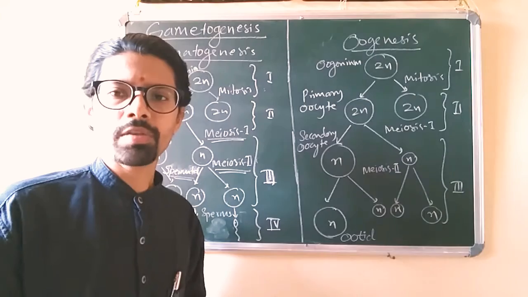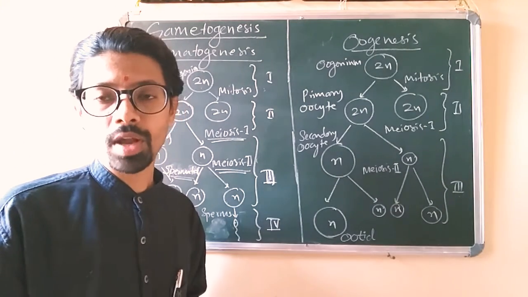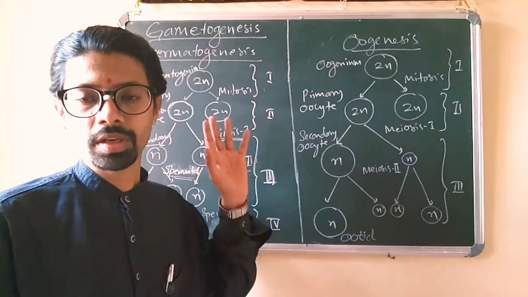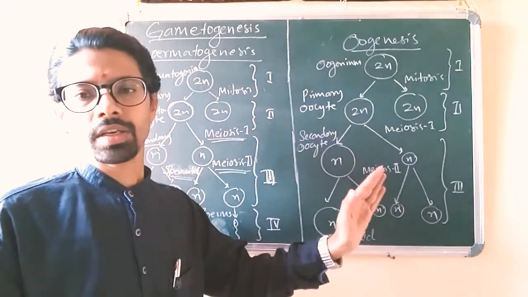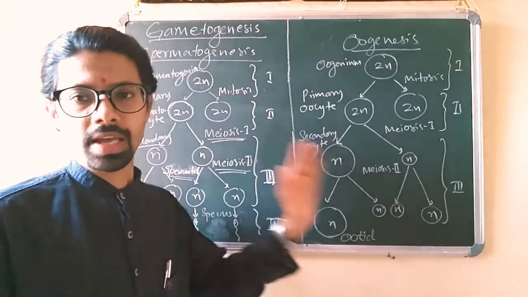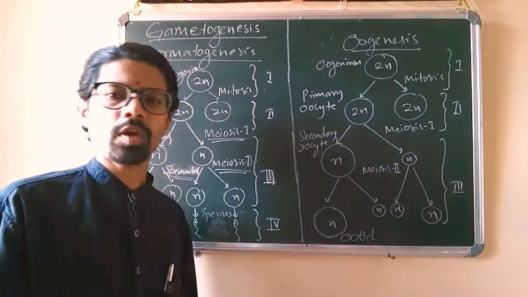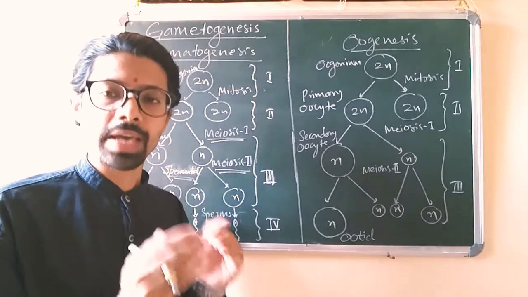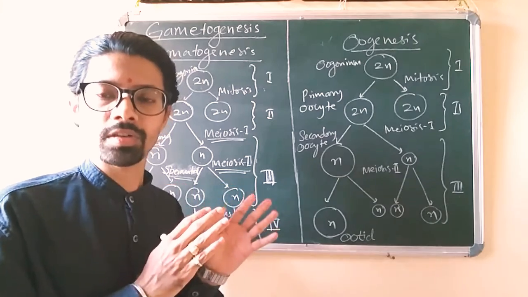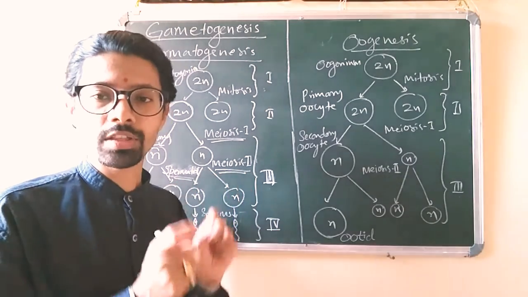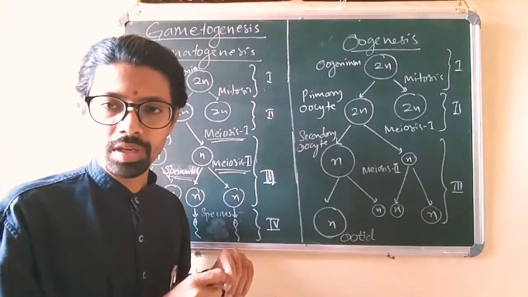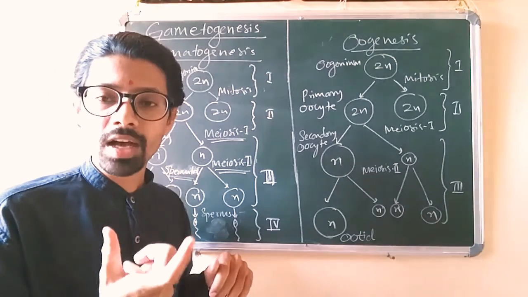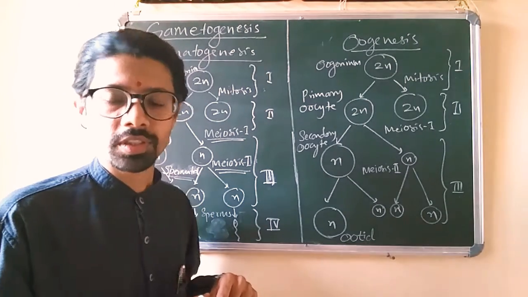Now this video is the continuation of the chapter human reproduction, and today we are talking about the word gametogenesis and the types of it with respect to male and female. Okay, so first of all, what is gametogenesis? Gametogenesis is the process of production of gametes inside the gonads. Gametes are haploid cells produced by the meiotic division, and the gonads are the reproductive organs of the organisms.